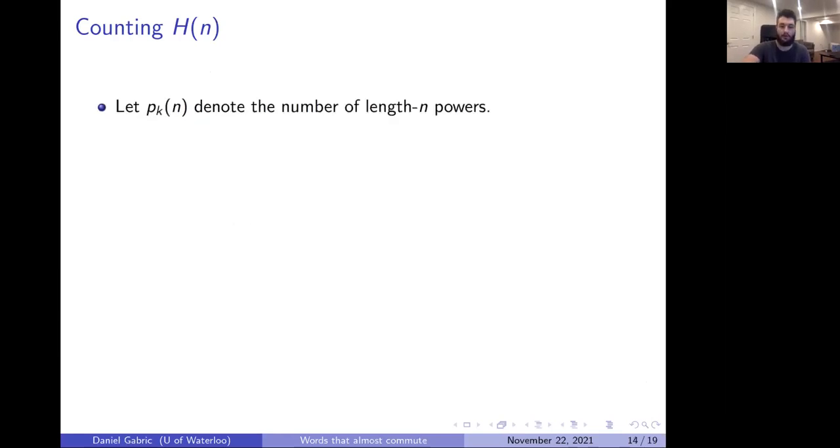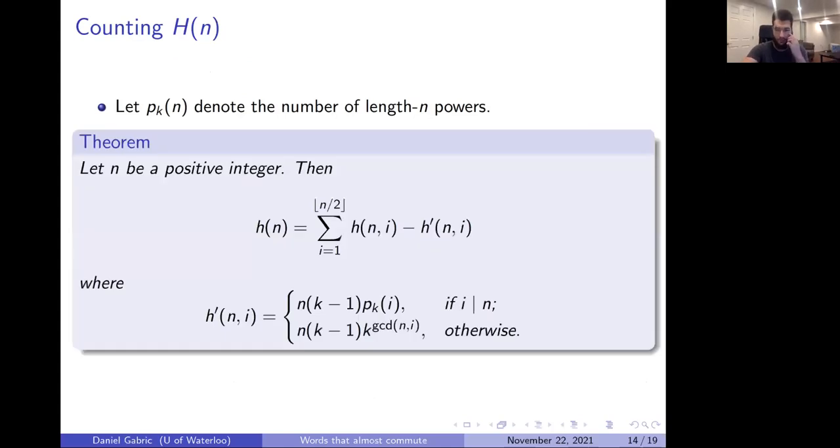So now let P_k(n) denote the number of length n powers of exponent k. From the formula for H_{n,i} and the former characterization, we get the following theorem. Let n be a positive integer, then H_n is equal to the sum from 1 to the floor of n over 2 of H_{n,i} minus H'_{n,i}, where H'_{n,i} is defined as the following: it is all those words that are in H_{n,i} but also in some other H_{n,j} for j less than i.